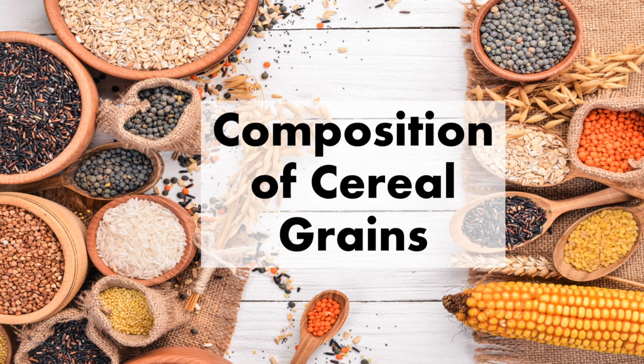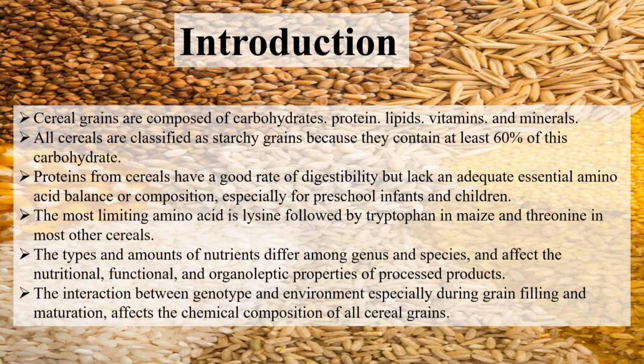Today's topic is composition of cereal grains. So, let's start. Cereal grains are composed of carbohydrates, protein, lipids, vitamins, and minerals. All cereals are classified as starchy grains because they contain at least 60% of this carbohydrate.